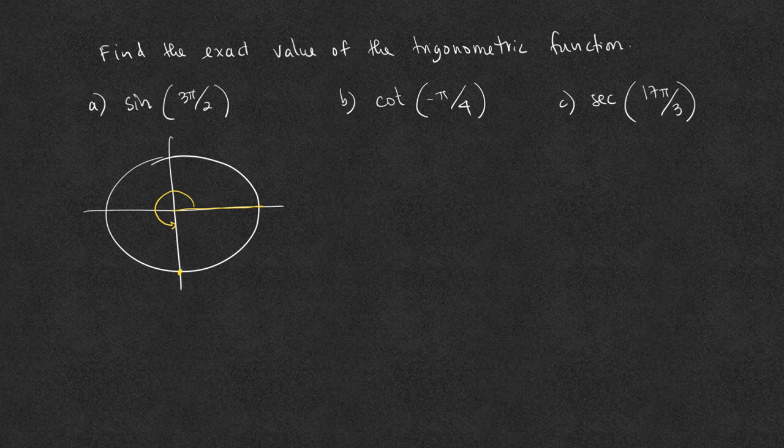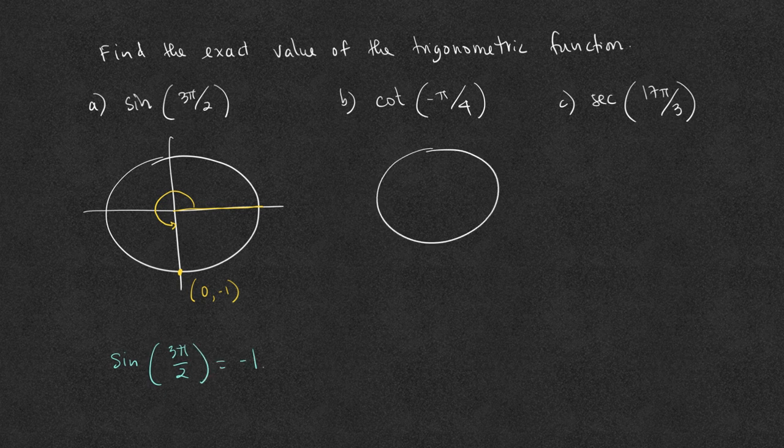The terminal point of the axis that forms this angle 3 pi over 2 is x equals 0, y equals -1. And we know that sine is the second coordinate by definition, so sine of 3 pi over 2 is -1.